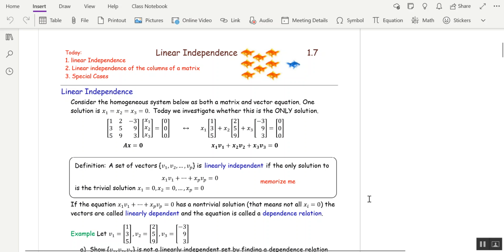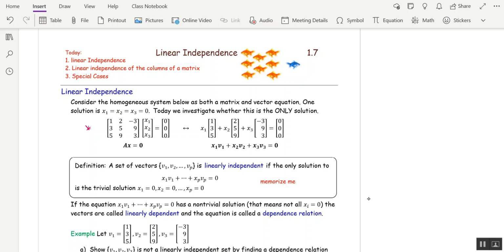This is section 1.7, linear independence. After linear combination and span, this is the most important concept that you'll learn this semester. So in this paragraph here, I have two equations, a matrix equation and the corresponding vector equation.